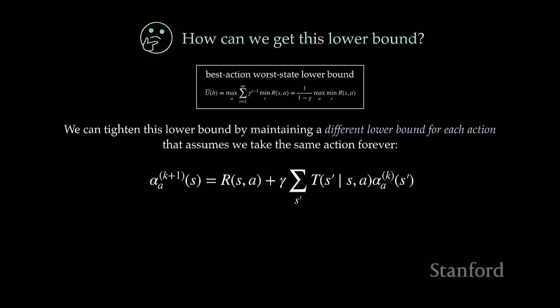And the way to calculate that is basically just applying this Bellman-like equation, but assuming that we're always taking the same action. So we don't even maximize over actions here. We just assume that every single time we take the same action, and we compute the value function if we do that. And that will give us a different lower bound for every single action. So that's one thing, and it'll tend to be tighter than this best action, worst state lower bound. Any questions on that?